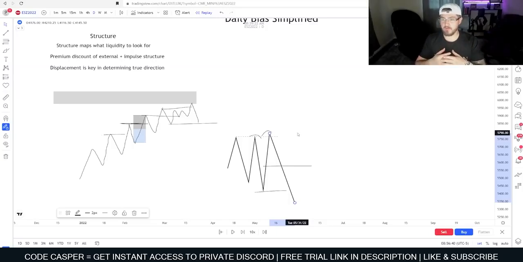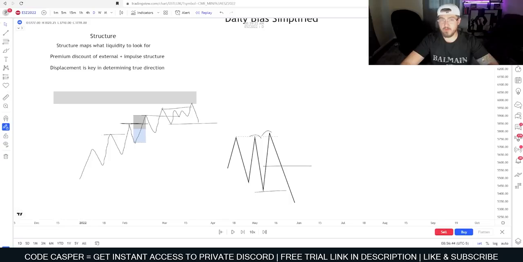So if we are looking for an indication that our structure is correct, we want to see displacement, because if we're seeing these big energetic pushes up in the market, then we know that they're sponsored by big forces, because it takes a lot of money to cause a massive move. So what are some ways you can try to make displacement mechanical?